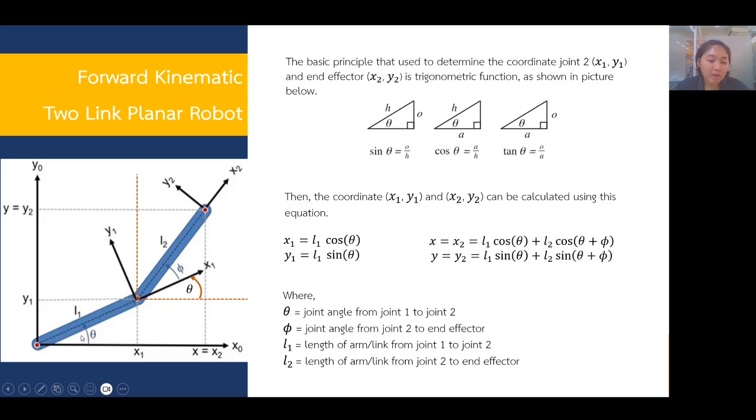Theta is the joint angle from joint 1 to joint 2. Pi is the joint angle from joint 2 to the end effector. L1 is the length of the arm or link from joint 1 to joint 2. And then L2 is the length of the arm or link from joint 2 to the end effector.